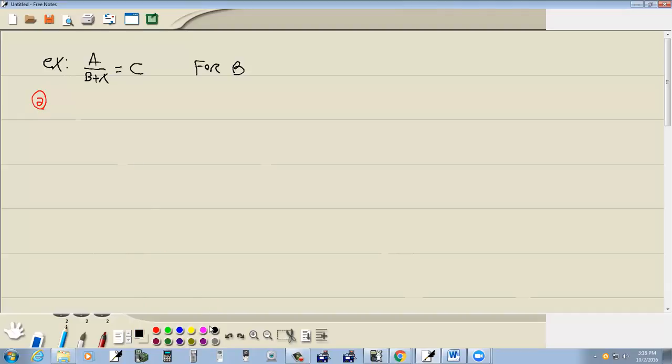We only have one denominator, so that is our LCM, so we're going to multiply both sides by b plus x. Same over here. Now on this side, b plus x cancel, and we got a. c times b is bc, c times x is cx. Put them both in alphabetical order.